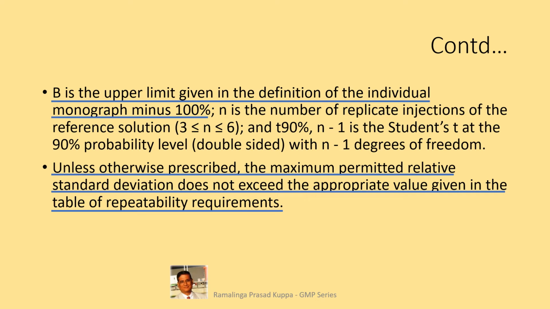B is the upper limit of specification for SA minus 100. For example, if the upper limit of SA is 102%, B would be 102 minus 100, that is 2. If the upper limit is more than 103, say for example, if the SA upper limit is 105%, you have to calculate the percent RSD using the formula given in the Student's t-test. Up to 103%, the values are given in the table. You can use these data, but try to calculate as per the formula for experience and knowledge.